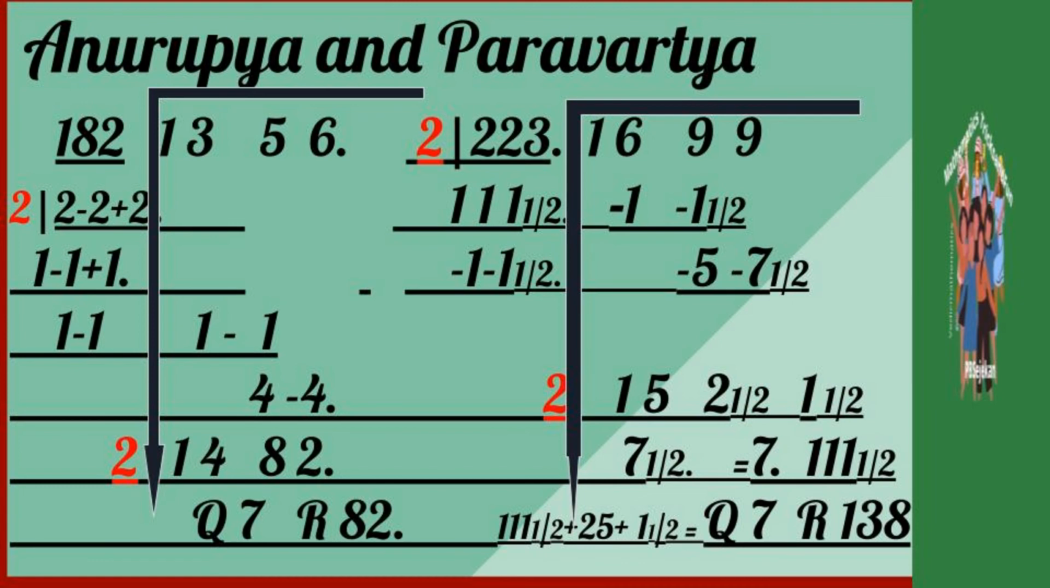Now, 3 plus 1 is 4. Written on the quotient side 4, and 4 into 11 gives 4 minus 4, written below 5 and 6. Now adding, we get 14 as quotient and remainder 82. This quotient 14 is to be divided by 2, which gives 7, and remainder 82. Remainder should not be divided. Similarly, the other example is also done.